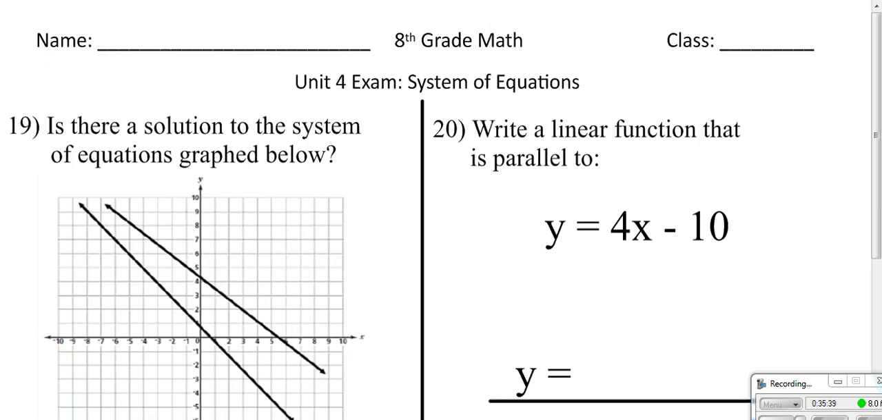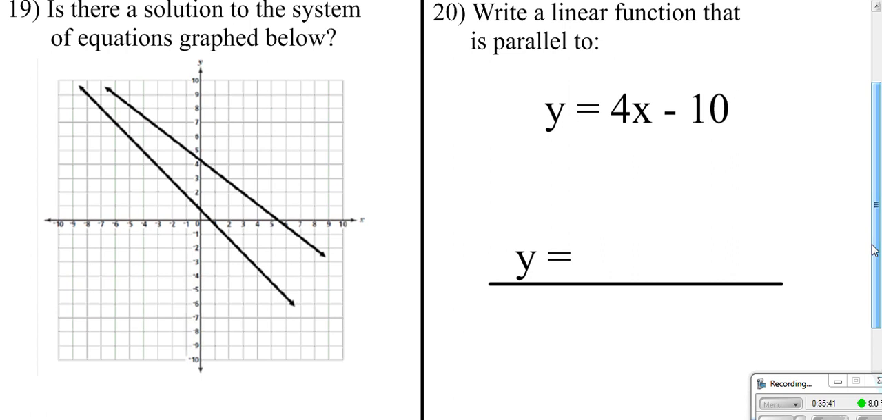Number 19, is there a solution to the system of equations below? The answer is yes, there is a solution, but it's off the grid. All right, since this is a 10 by 10 grid, it's happening somewhere like over here. It's still happening though. So there is a solution to that system. It's just off the grid.